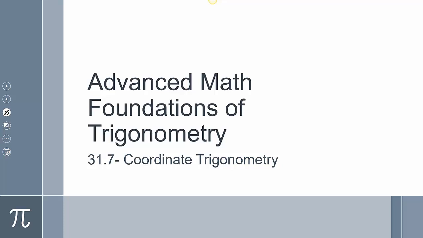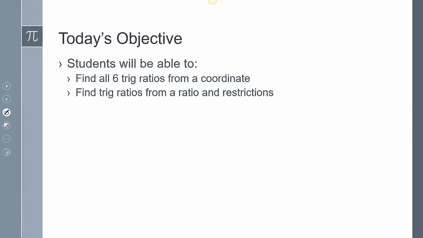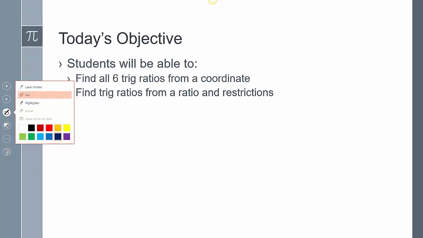Today is going to be 3.1-7. We're going to take a look at coordinate trigonometry. So today you guys are going to be able to find all 6 trig ratios from a coordinate, and then find the trig ratios from a ratio and various restrictions.